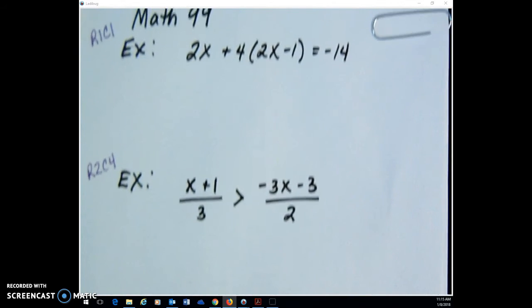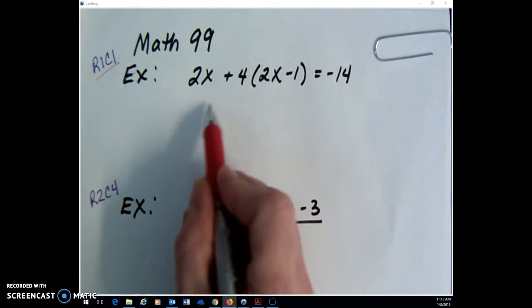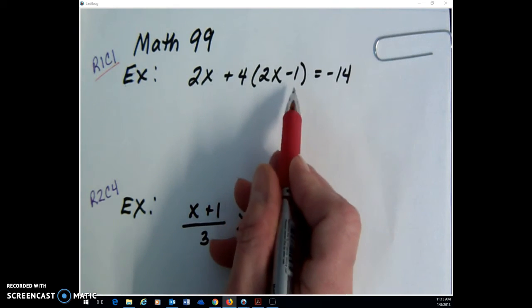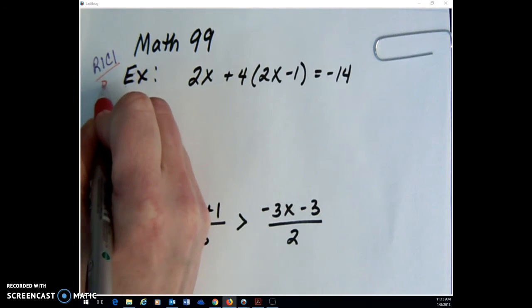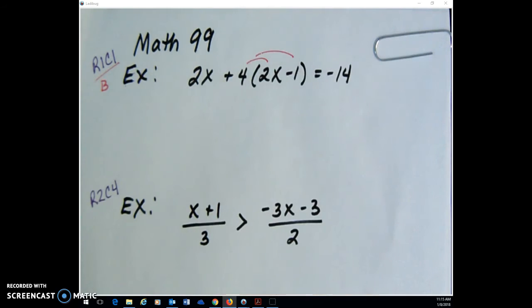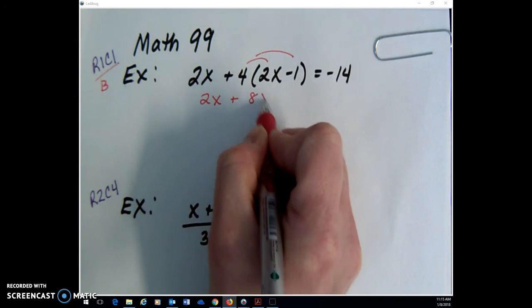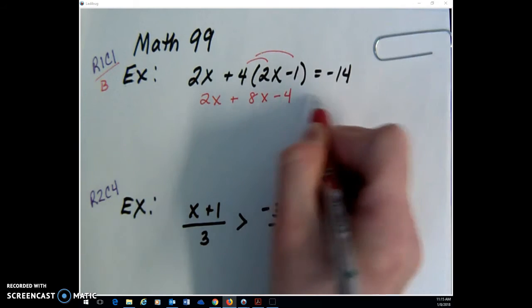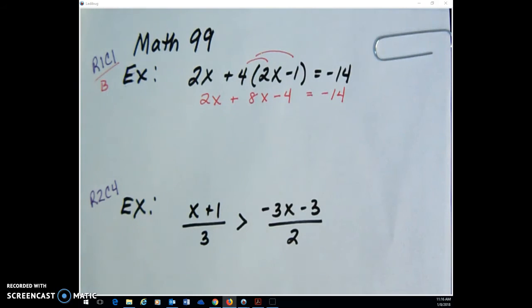So I refer to the column, so row 1, column 1 is this first example. 2x plus 4 times quantity 2x minus 1 equals negative 14. So what we're going to do here, and the answer to this one was B, is distribute first. Okay, and then we're going to go ahead and make that be 8x minus the 4. Don't forget to distribute to both terms there. Remember, terms are separated by plus and minus, or equals.